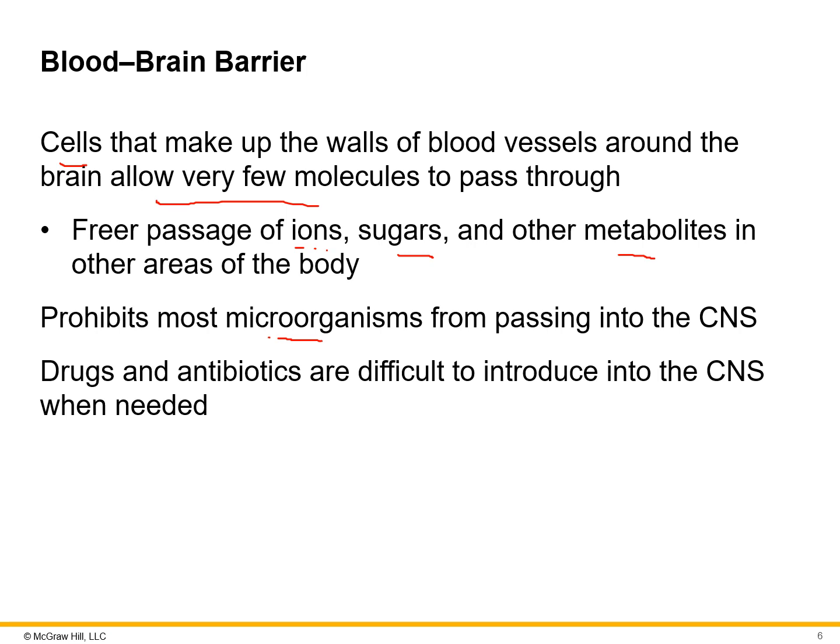Then also, on the other side, though, it does make it harder to treat some of these infections, because the blood-brain barrier also prevents some different drugs and antibiotics from getting into the CNS if needed to fight those infections.